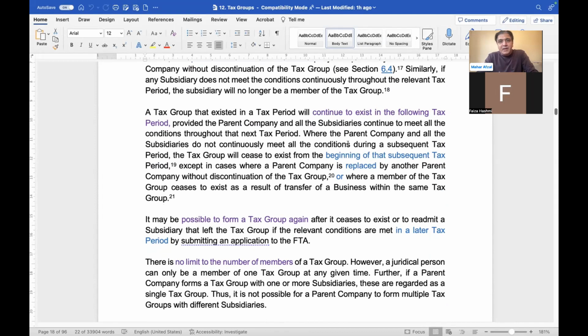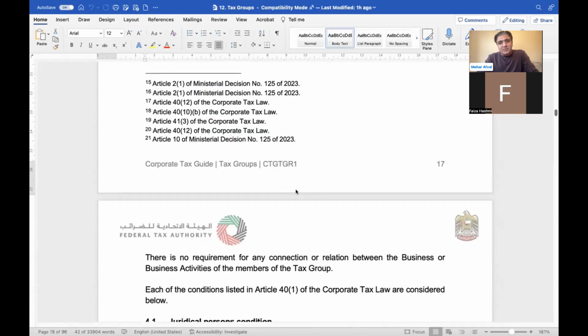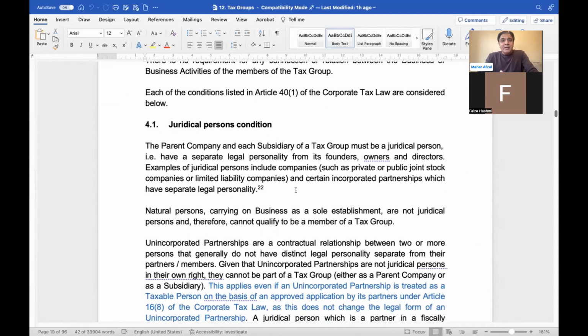But from the beginning of the next tax period, if all the respective conditions are being fulfilled, then again a tax group can be set up, and there is no limit on the number of members of the tax group. This is mentioned here. So these are basically the conditions to set up the tax group.